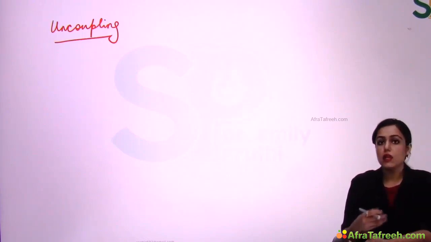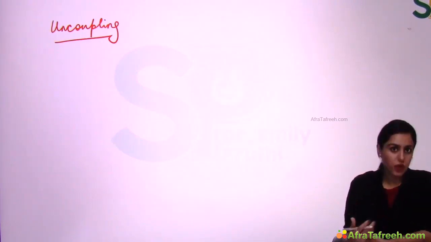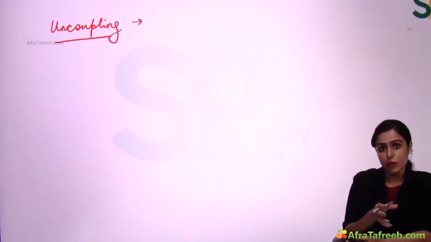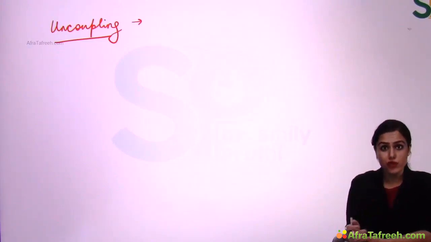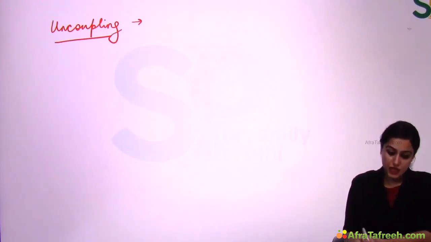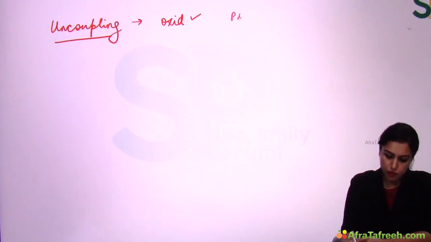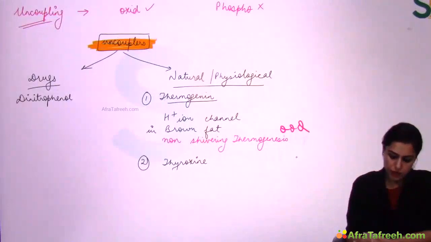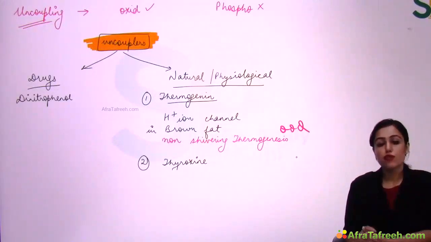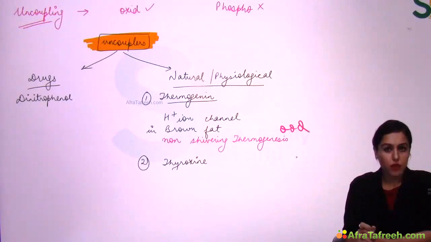Uncoupling means now they are not together. Like in the case of a couple, husband and wife, it will be a divorce, right? Now they are no more together. And uncoupling in ETC means oxidation is occurring, but phosphorylation is not occurring, right? Now let's see the examples of uncouplers. Uncouplers are substances which will create a hole in the inner mitochondrial membrane.